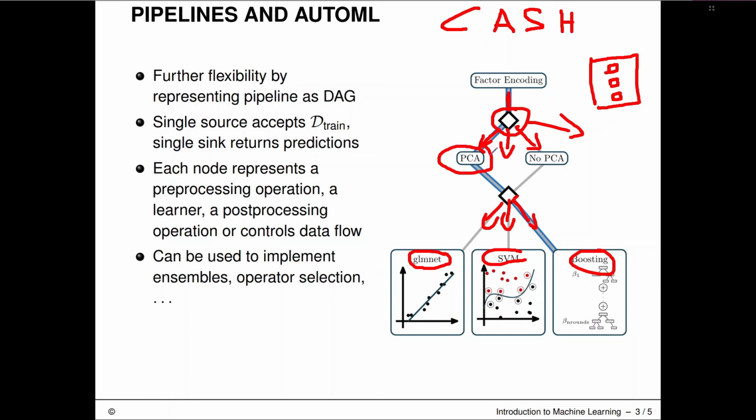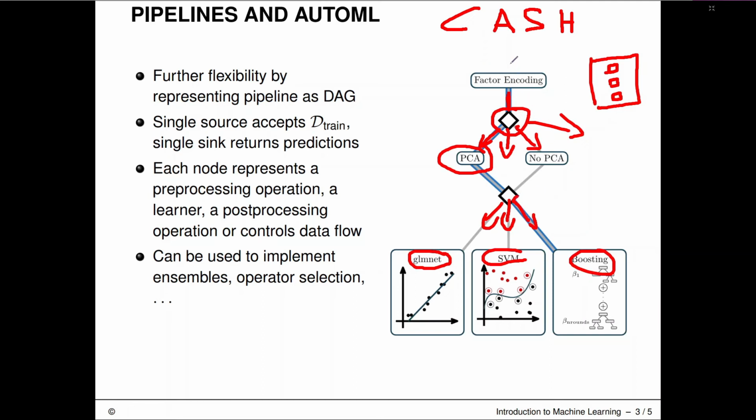And then in the second step, you can do a principal component analysis on the numerical data, or you don't do that. And in a third step, you can either use machine learning model A, B, or C, so GLMNet or the support vector machine or boosting in the last step. And these hyperparameters you now expose to the tuning algorithm, and you actually have your hyperparameter optimizer figure out which is the most efficient task to take.